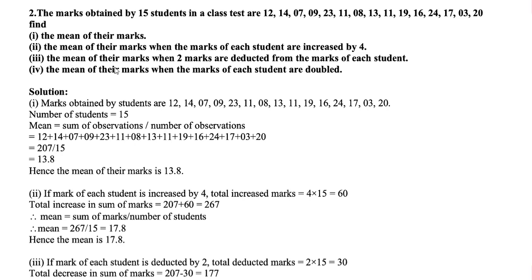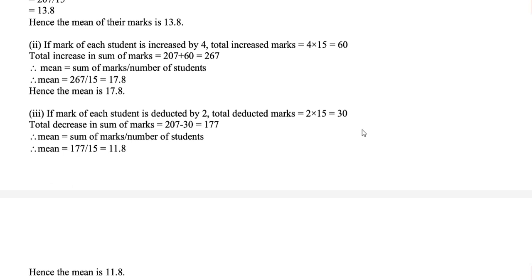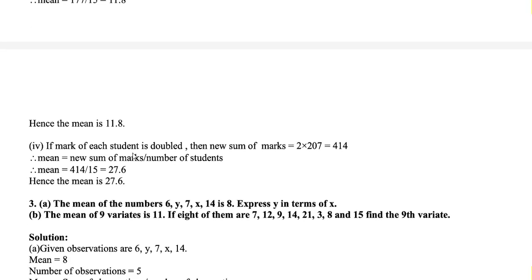Come to the next part, the mean of their marks when 2 marks are deducted from the marks of each student. So 2 marks for 15 students, so 15 into 2, that comes to 30. So we have to deduct the 30 marks from 207. We will get 177. So mean is equal to the sum of the marks divided by the number of students. So 177 by 15, that comes to 11.8. So 11.8 will be the answer.